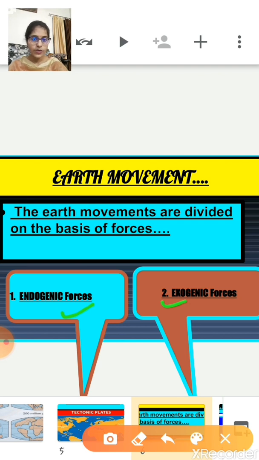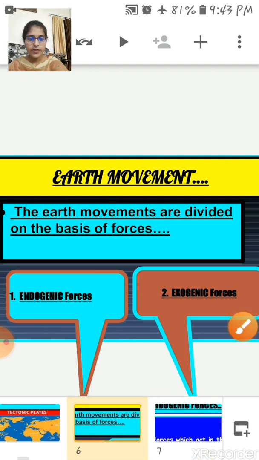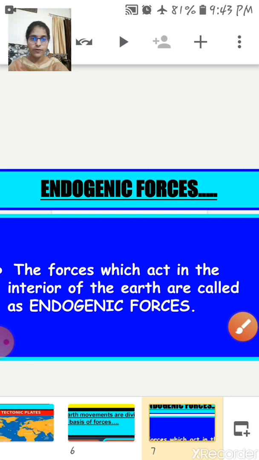So on the basis of forces, earth movement is divided into two. First one is the endogenic force and second one is the exogenic force. Okay, now let's first understand endogenic forces.